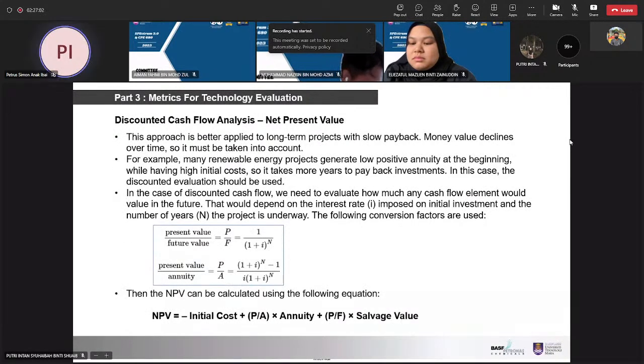Another method we call the discounted cash flow analysis, in which the NPV value includes the initial cost plus P over A, the annuity, and also the salvage value. Okay, next.